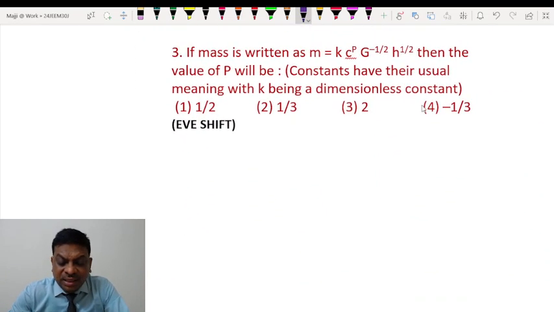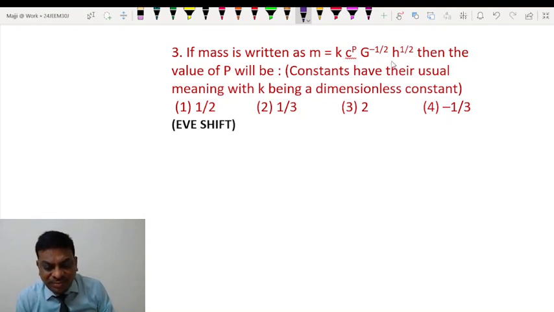If mass is written as m equal to k, c power p, G power minus half, h power half, then the value of p will be. Constants have the usual meanings, with k being a dimensionless constant. Here c is the speed of light in vacuum, capital G is the universal gravitational constant, and h is Planck's constant, again a universal constant.